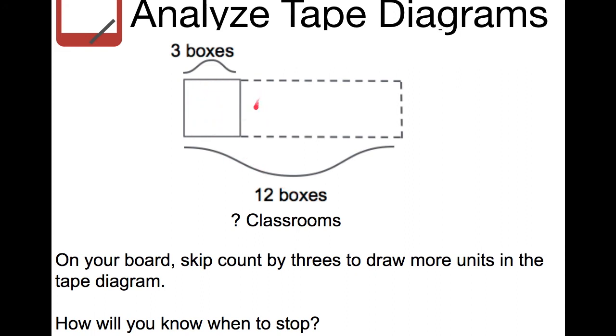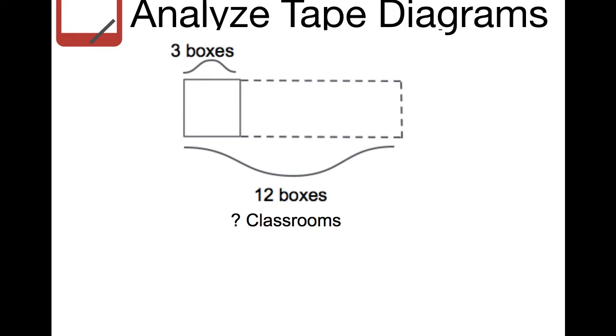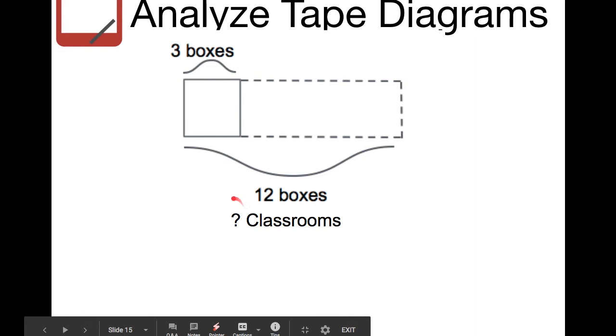3, 6. I need another box because I'm not to the number 12 yet. Okay, now pause and work on it on your own whiteboard. Here we go. I'm ready to share the solution. Are you ready, learners? We know this was our unknown. We did not know how many classrooms.